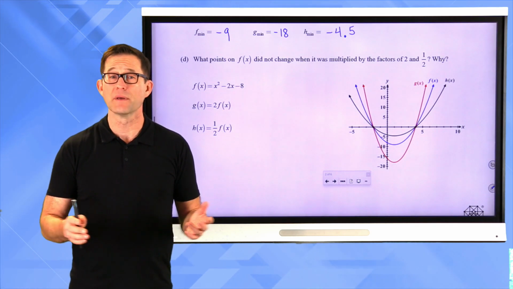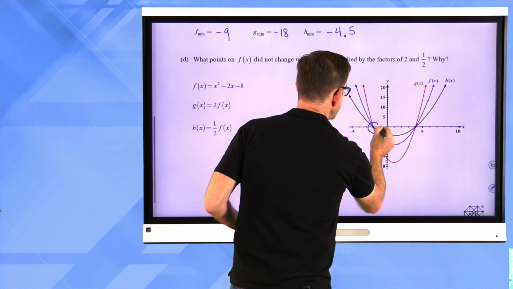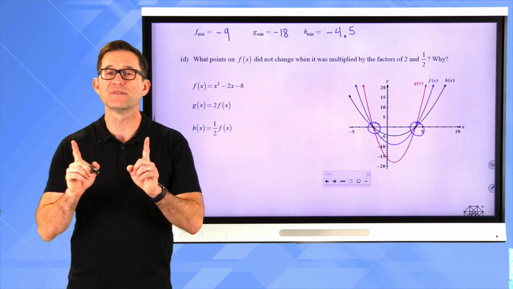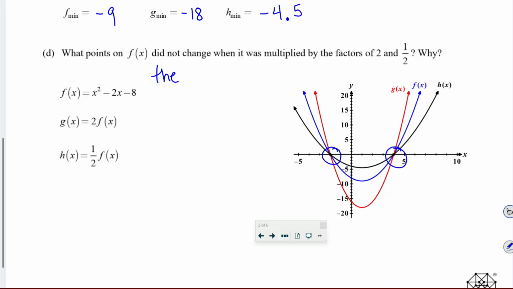Well, it's pretty easy because basically you're just looking for intersection points, right? And these 2 points didn't go anywhere, right? Specifically, the zeros of the function did not change. The zeros at x equals -2 and x equals 4 did not change.